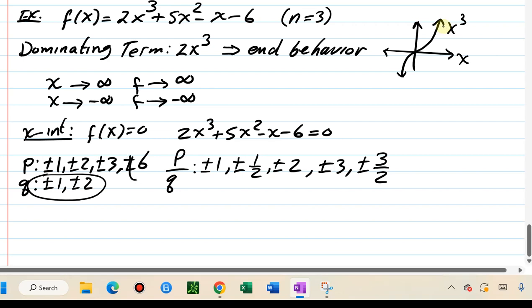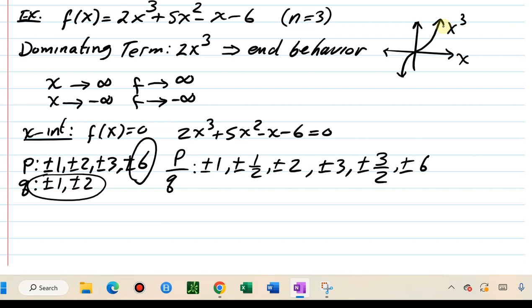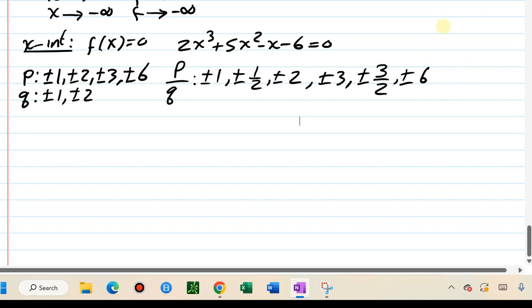And then we move to 6. So here we get plus minus 6 by 1 is 6. 6 divided by 2 is 3, but I already have listed plus minus 3 as my possible rational zeros. And there we have it, these are all the potential rational zeros.